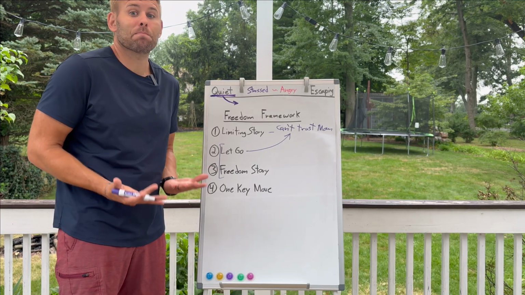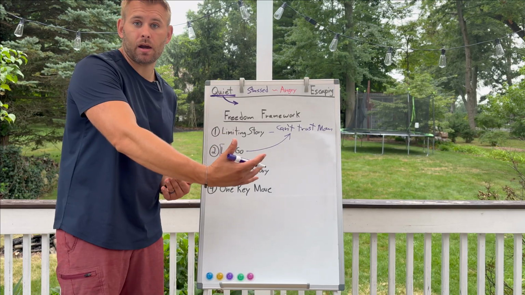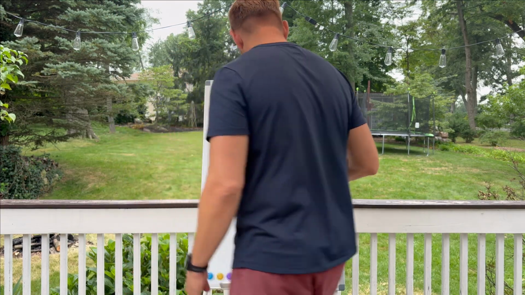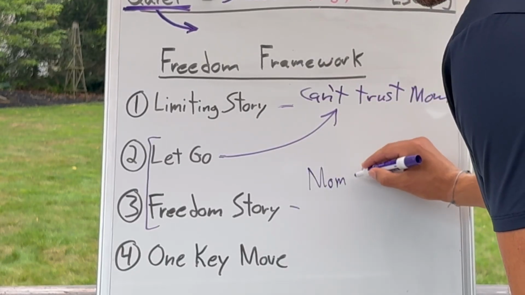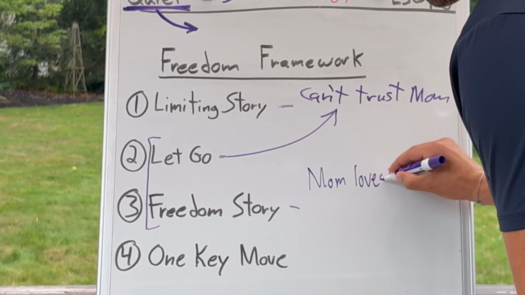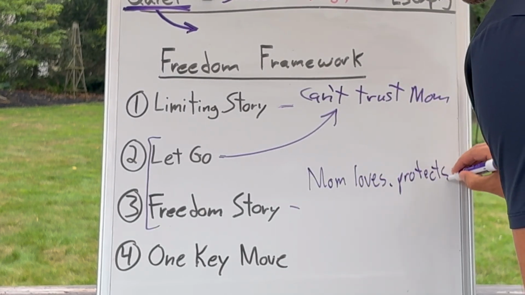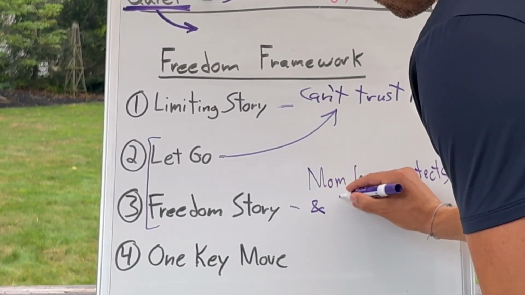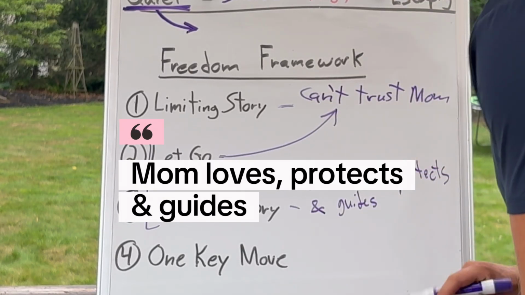And that is a possibility, right? And then all we have to do is figure out, how do we get there? So the freedom story is, mom loves, protects, and guides her. She wants that guidance, right?